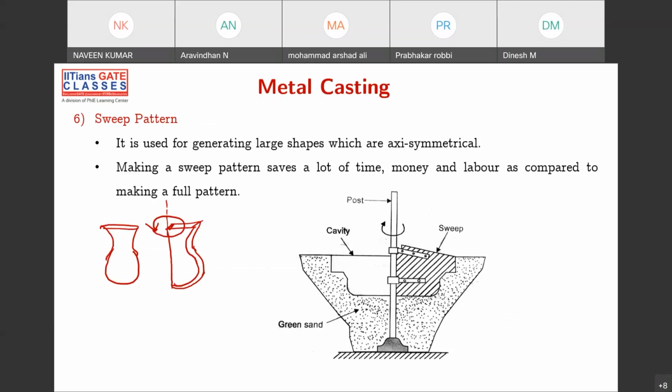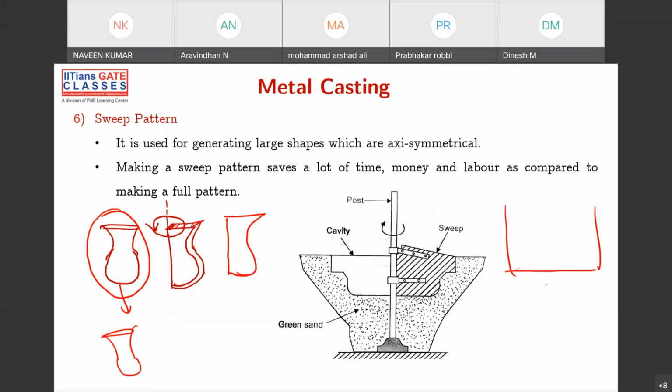It's a 2D element. Okay, so if you see on the left hand side, you want to make this kind of a pot, or this kind of a solid object. Your pattern is not exactly the same. There is no need to make this pattern. You can make a single 2D shape here. This is your 2D shape like this. Of course, this is having some thickness here.